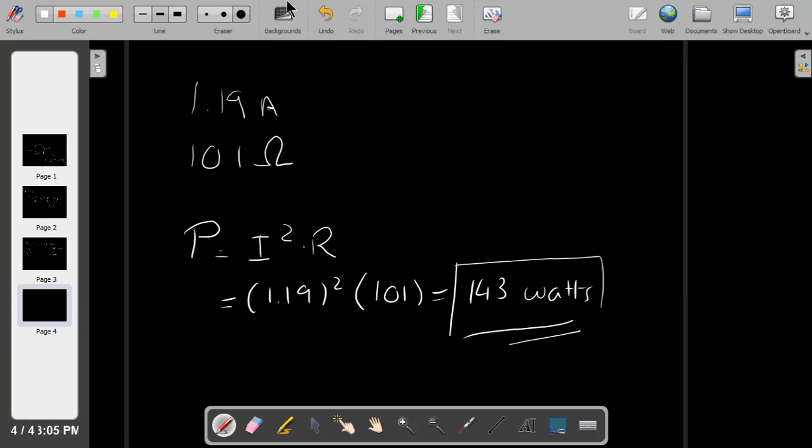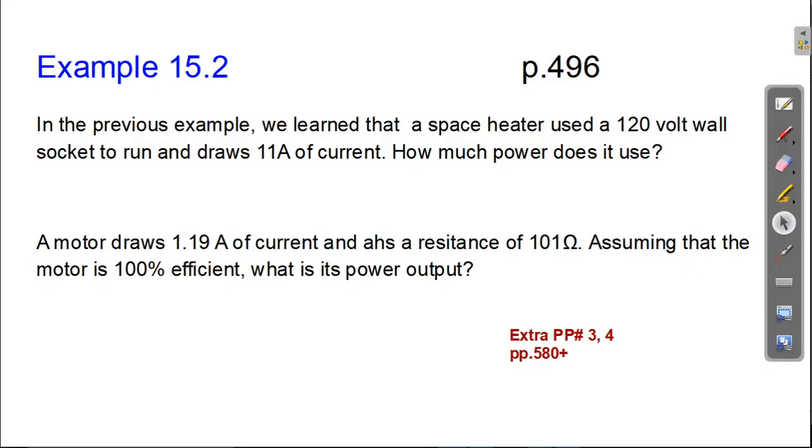So let me get my mouse and show you what you need to be doing. You need to try these on your own. So extra practice problems 3 and 4, you can find them on page 580. Remember that I'm going to give you the answer first. If you find the same answer, move on. But if you don't find the same answer, watch the video to see how it's solved. So let's get started. Let me get my extra practice problems.